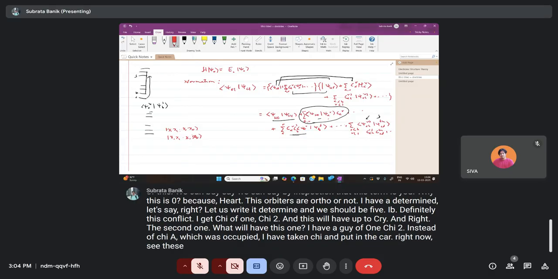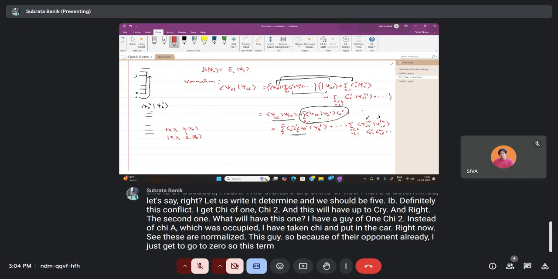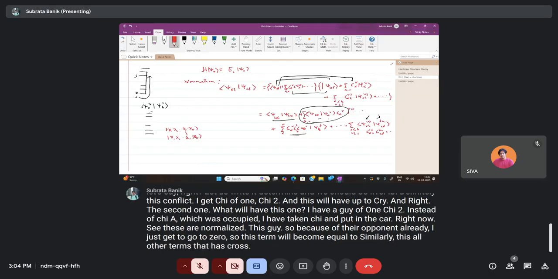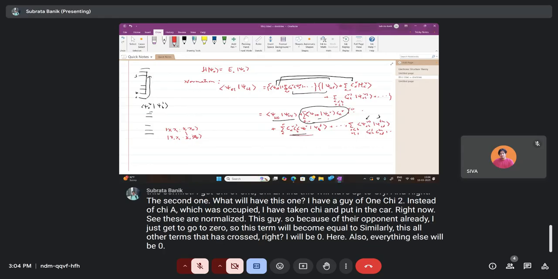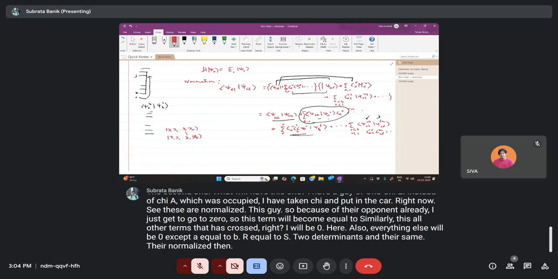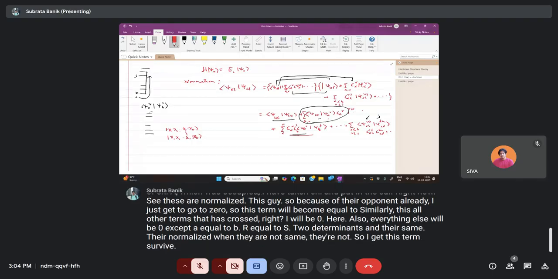Right? Now see, these are normalized. This guy and this guy are orthogonal. So because of their orthogonality, I just get equal to 0. So this term will become equal to 0. Similarly, all other terms that have cross terms will be 0. Here also everything else will be 0 except A equal to B or R equal to S. Two determinants, when they are the same, they are normalized. When they are not the same, they are orthogonal. So I get this term surviving. This will be surviving only when A equal to B and R equal to S.